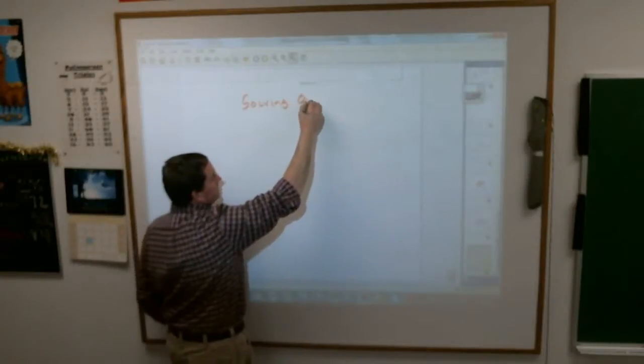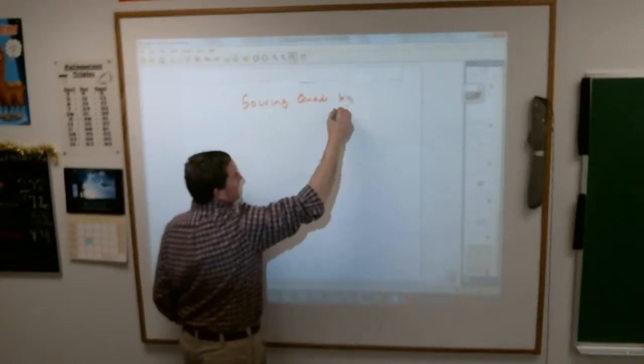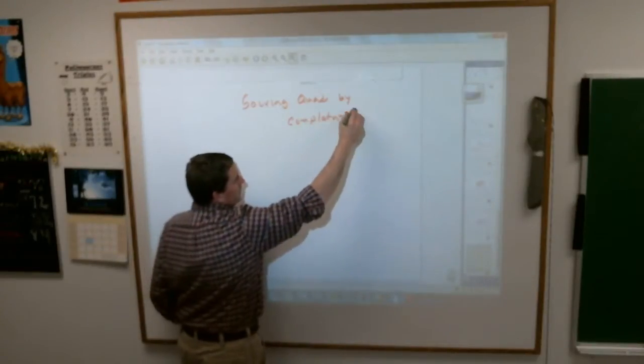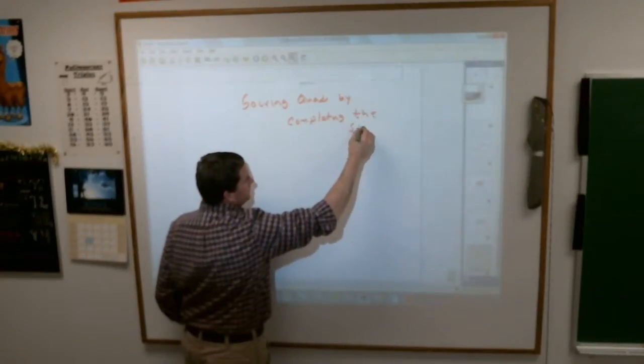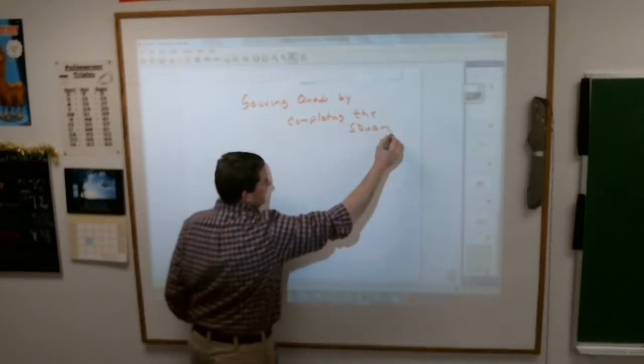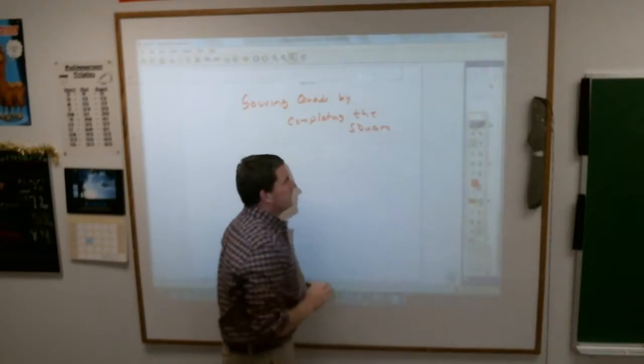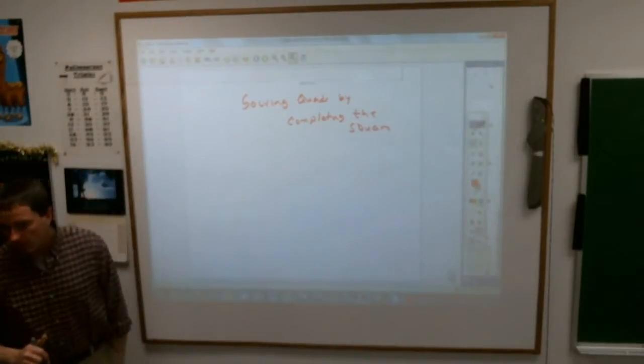Solving quads by completing the square. And today's first exciting problem looks a touch like this. After all is said and done, you will ooh and ah, amazing.